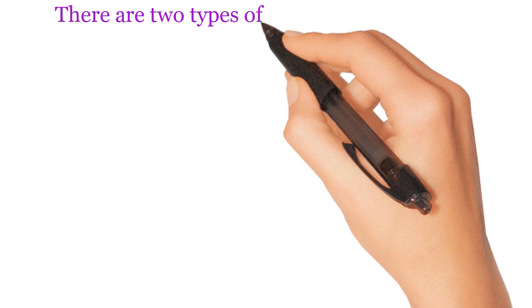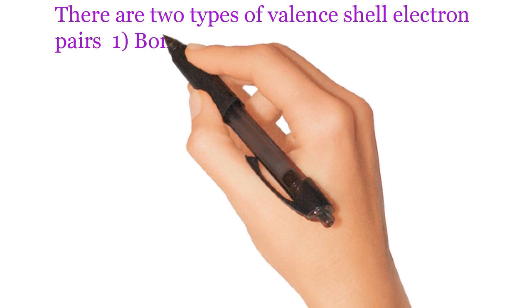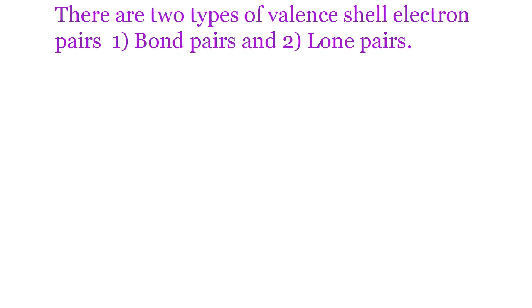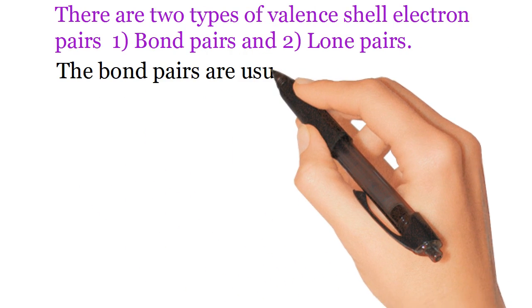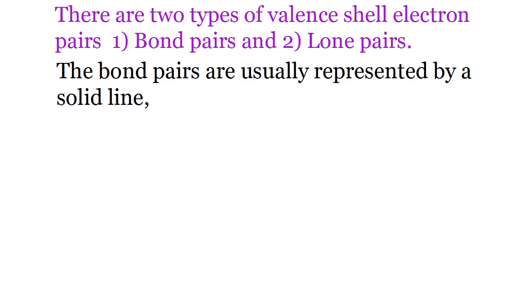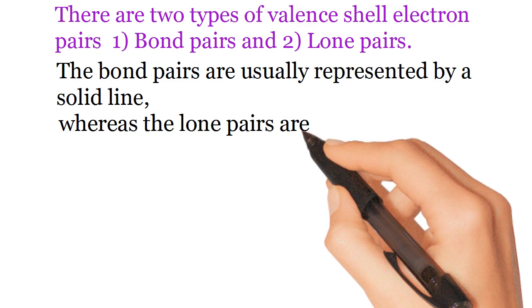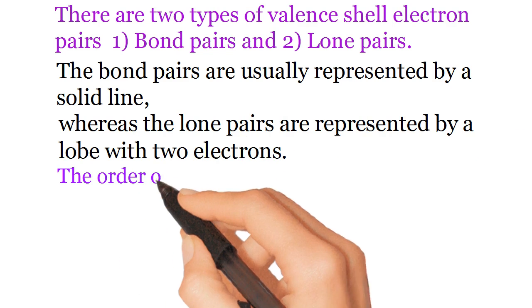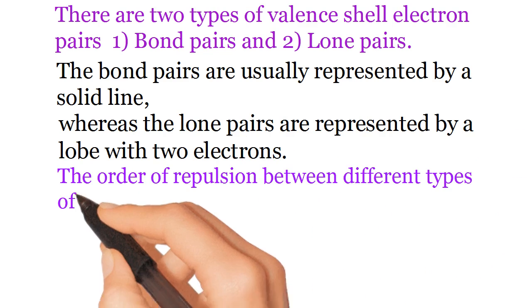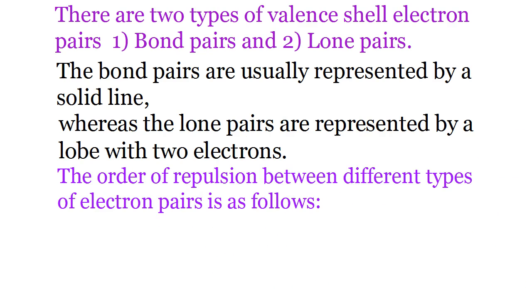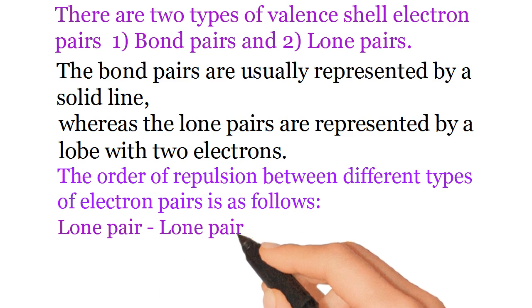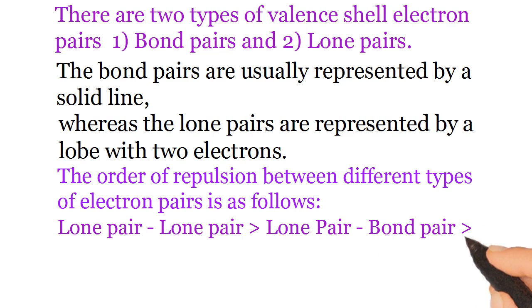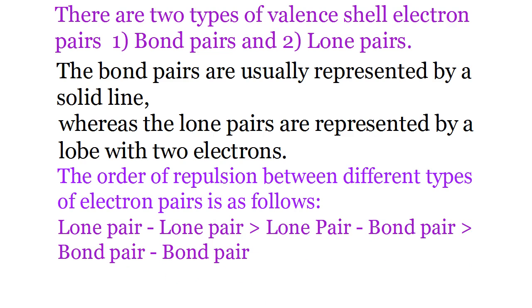There are two types of valence shell electron pairs: one, bond pairs, and two, lone pairs. The bond pairs are usually represented by a solid line, whereas the lone pairs are represented by a lobe with 2 electrons. The order of repulsion between different types of electron pairs is as follows: lone pair-lone pair greater than lone pair-bond pair greater than bond pair-bond pair.